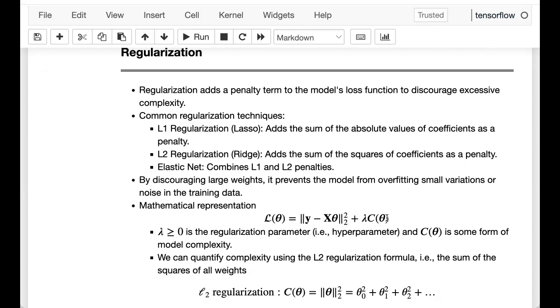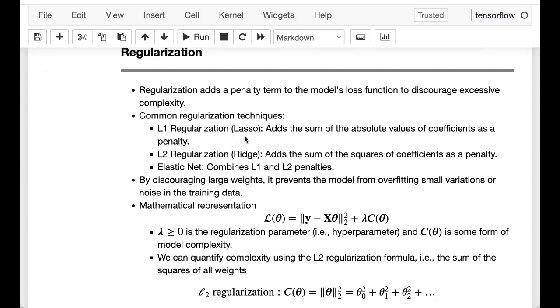And there are different ways to measure the norm or length of a vector. So one is known as the L1 norm, which is the sum of the absolute values. And the other one is the L2, or what we call the Euclidean norm, right? The sum of the squares of the coefficients. And we can also combine these two.